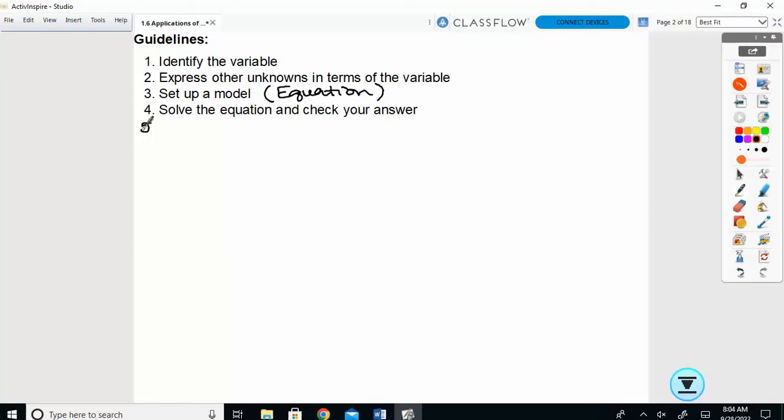And really there's a fifth step. I want you to answer with a sentence. If I give you a problem in words, I want you to answer it in words. So please write a sentence at the end. That's another easy point. Maybe you got the whole thing totally wrong, but you told me what x is and you wrote a sentence at the end, you'll get 2 points, even if everything else is wrong.